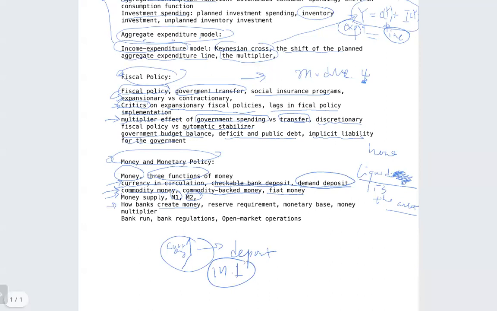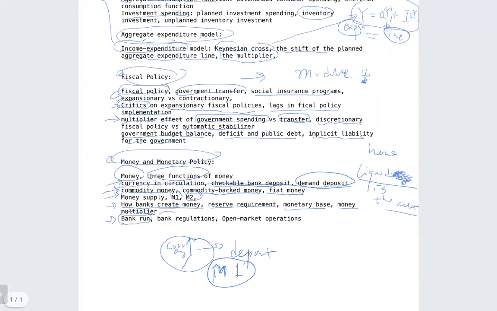And from M1, you can see the big chunk of the money supply was created by financial institutions, particularly banks, right? And then here we explain how banks create money. There we talk about reserve requirement, monetary base, and the money multiplier, right? And lastly, we talk about the potential risk in the banking system. This is called a bank run.